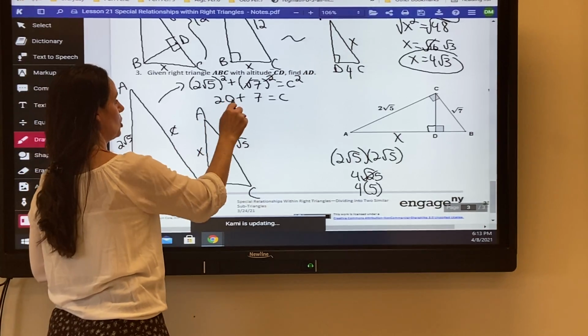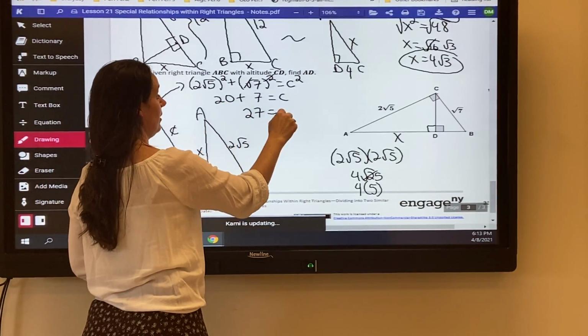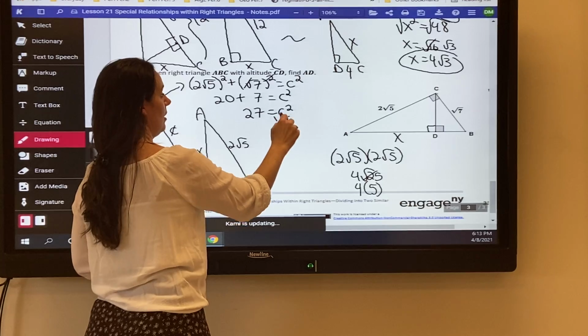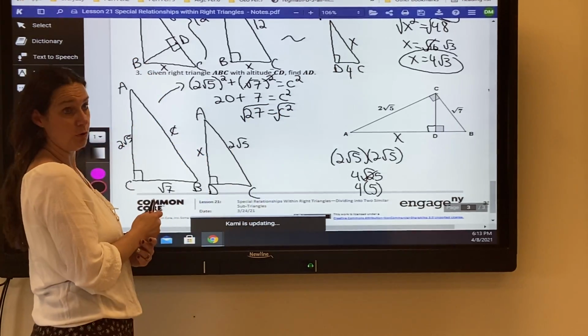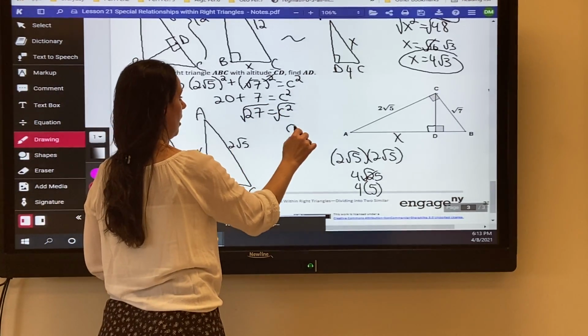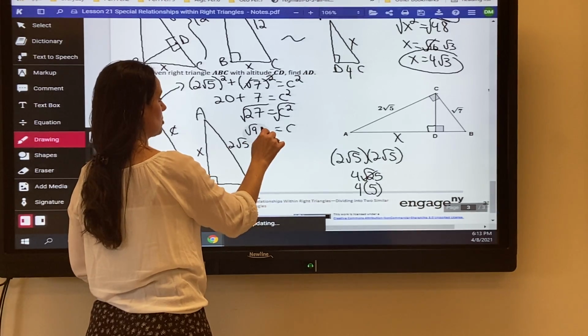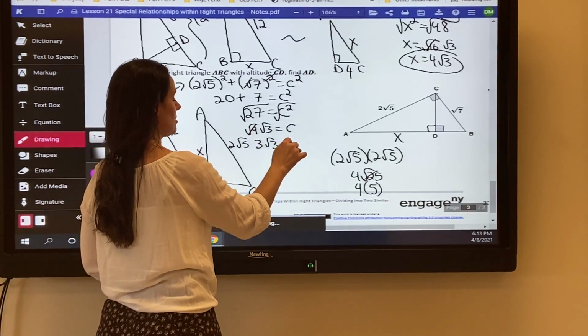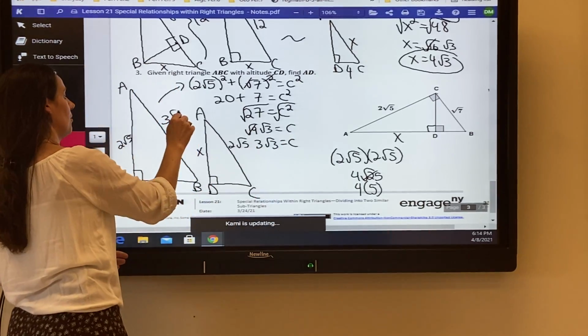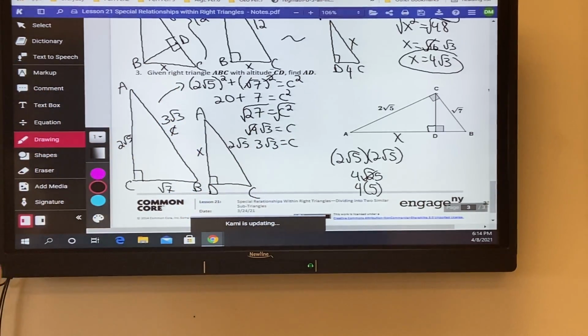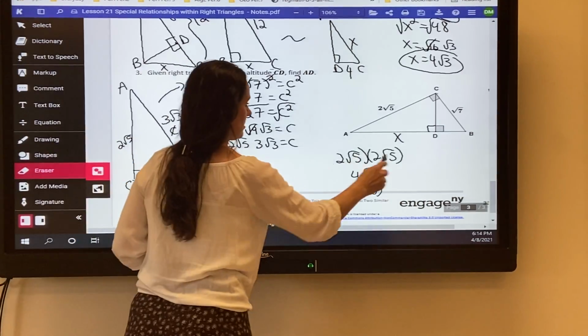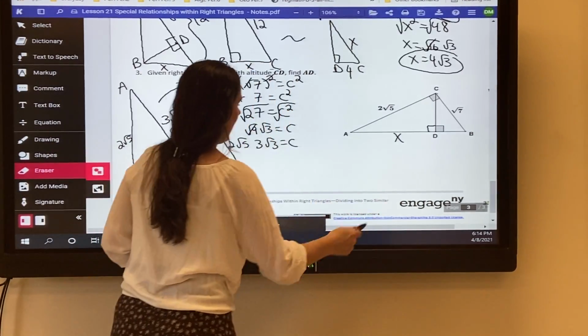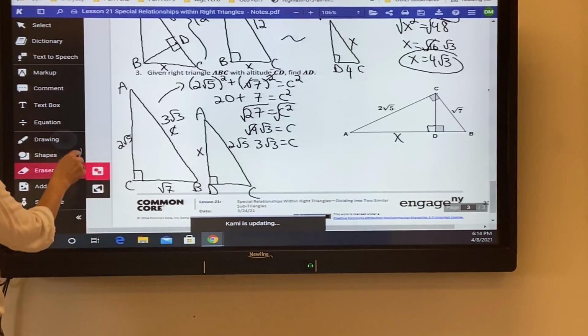So now I've got 20 plus 7, which is 27, and that's equal to C squared. Get rid of squaring by square rooting, and the square root of 27 separates into square root of 9 times square root of 3, and the square root of 9 is exactly 3, so there we go, the hypotenuse is now 3 radical 3. Okay, so now that I've got the hypotenuse in there, let's erase this to make some room. Now I do have the same two sides that I can use in a ratio.